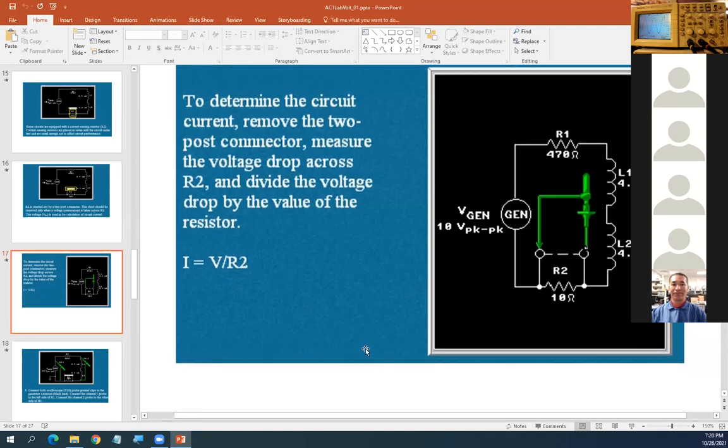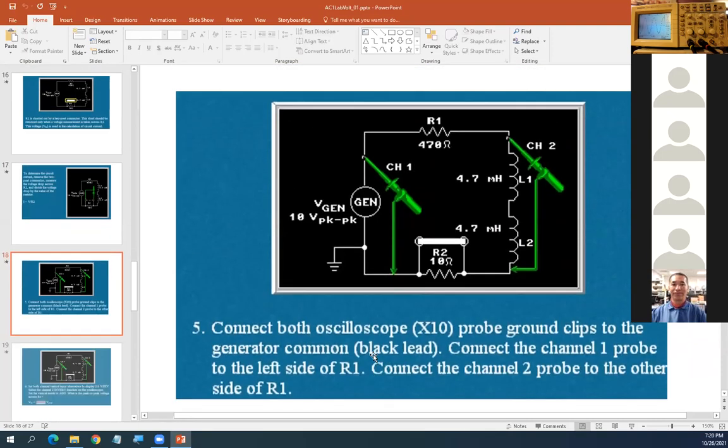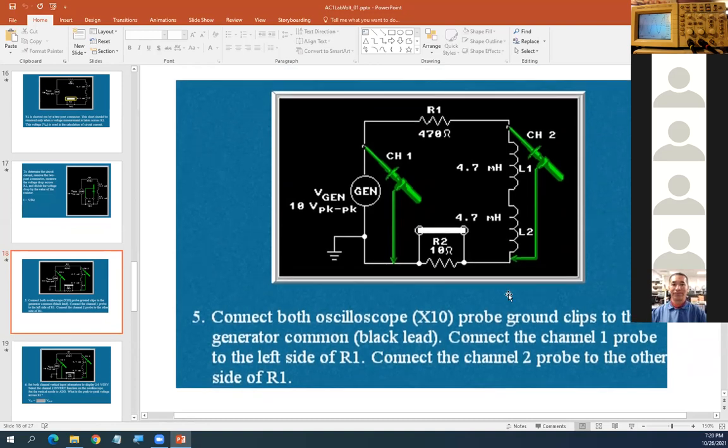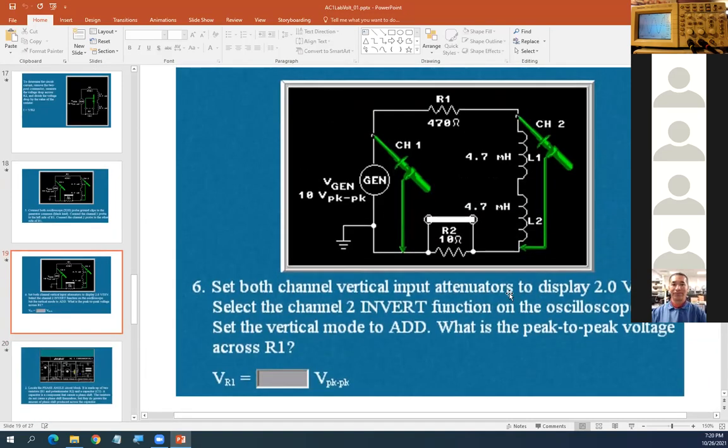Okay, that is the next one we'll be trying to do. And the next one also, when they want to measure the voltage across R1, you connect channel 1 here, you connect channel 2 here, and you want to measure. And I will help you how to do it.